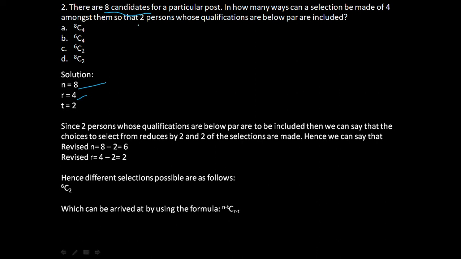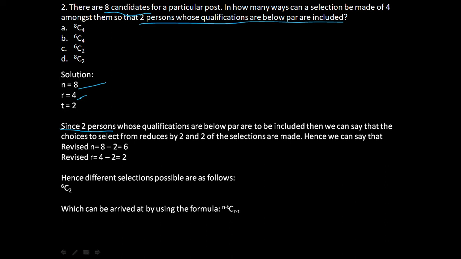What is the condition? 2 persons whose qualifications are below par are included. এবার যাদের qualification below par, they have to be included. That's the condition. So now, does my n remain same? No. Does my r remain same? No. Okay, that's why it is written in this statement, since 2 persons whose qualifications are below par are to be included, then we can say that the choices to select from reduces by 2.